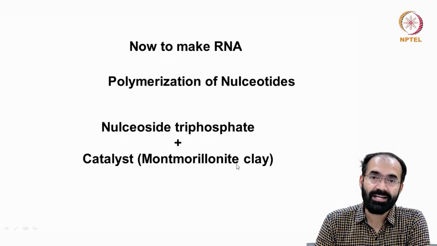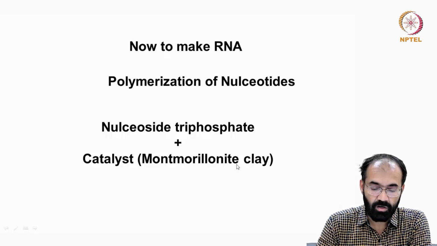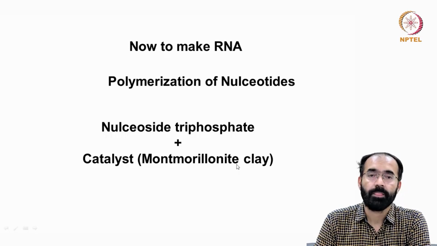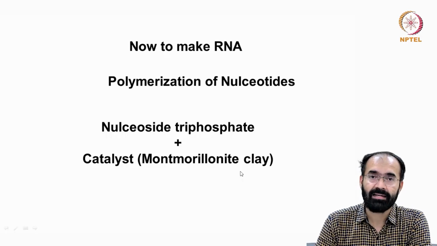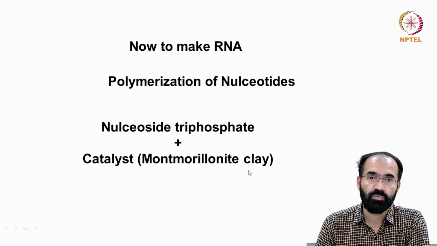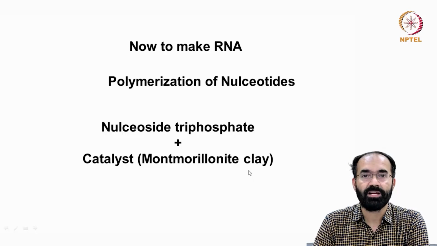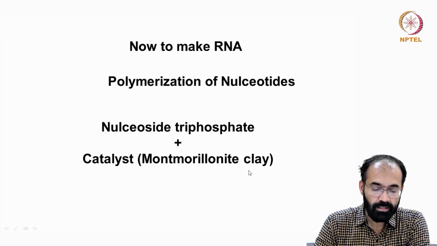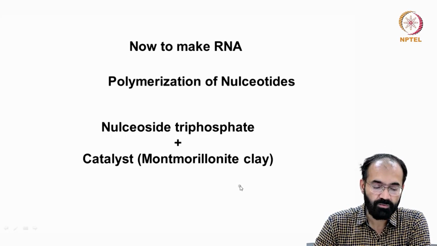One such abundant mineral that is known to contribute to this catalysis is called montmorillonite clay, which is mineral rich, and that can act like the substratum, act like a venue for this polymerization to happen. So the initial polymerization could have been carried out by montmorillonite clay that was abundant in the prebiotic world.